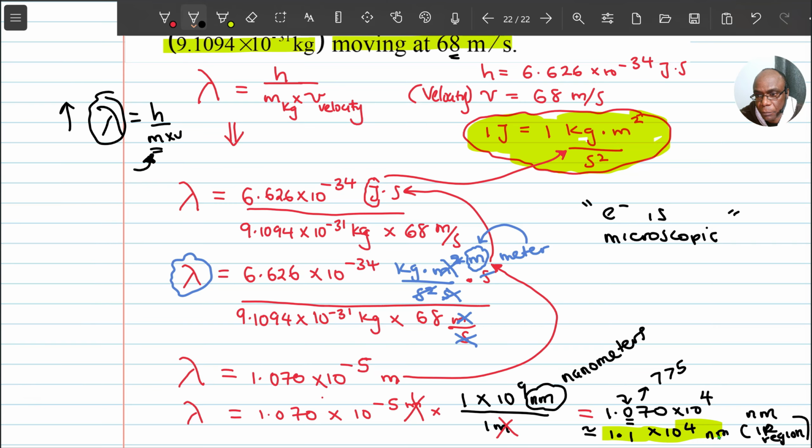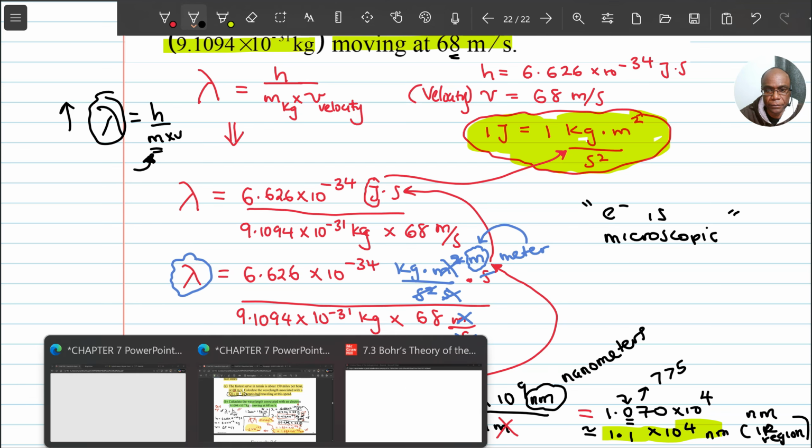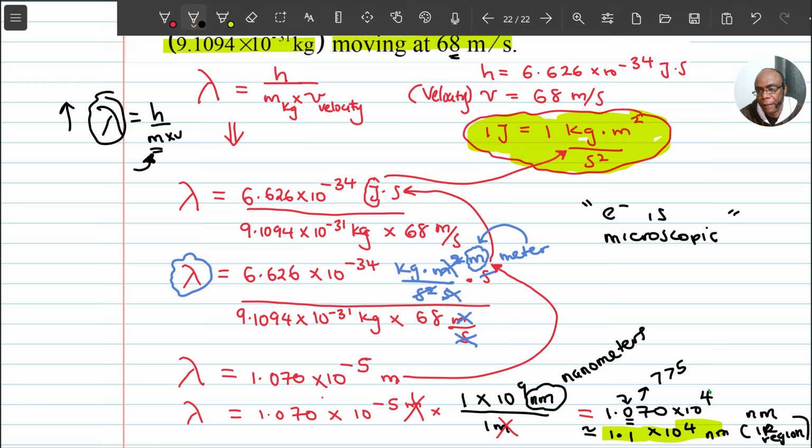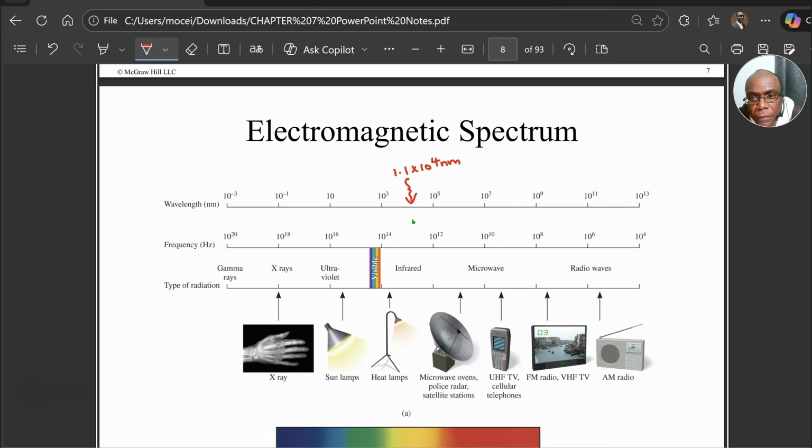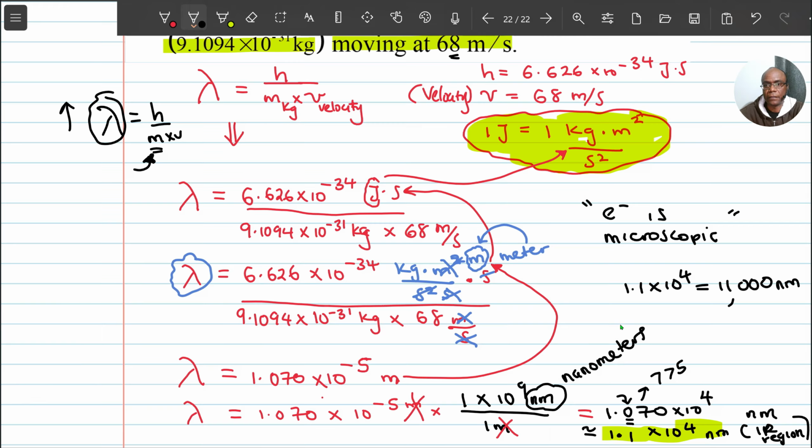This 1.1 times 10 to the power 4 nanometers is in the IR region, and if you doubt, let me show you in your notes. This is like 11,000, I believe. Yeah, 1.1 times 10 to the power 4 is the same as 11,000 nanometers. Here's our electromagnetic spectrum. The 1.1 times 10 to the power 4 nanometers lies somewhere between here, which of course is the IR region. So an electron is microscopic, quite tiny, such that it can have a wavelength. And that concludes the answer to that problem.